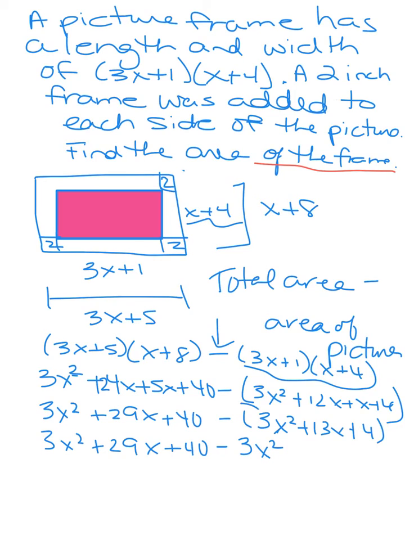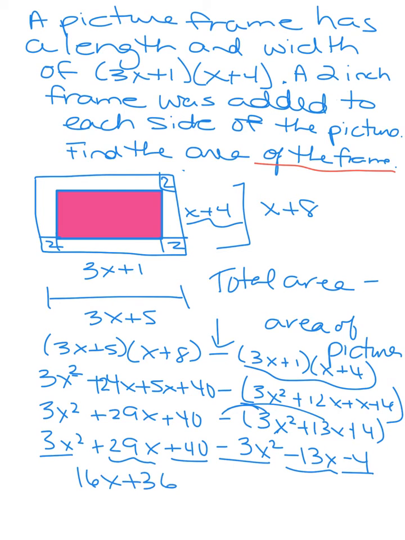Again, remember I have to distribute, and I get minus 13x minus 4. My last step is to combine my like terms. So I have 3x squared and minus 3x squared, which gives me 0x squared, so I don't need to write anything there. 29x minus 13x gives me 16x. And 40 minus 4 gives me plus 36. And again, because it's area, that's units to the second power, units squared. Now that is the area of just the frame.